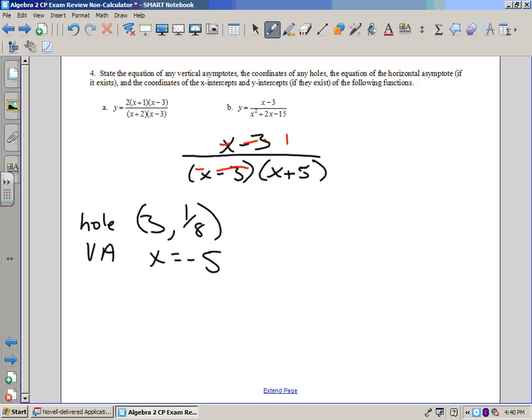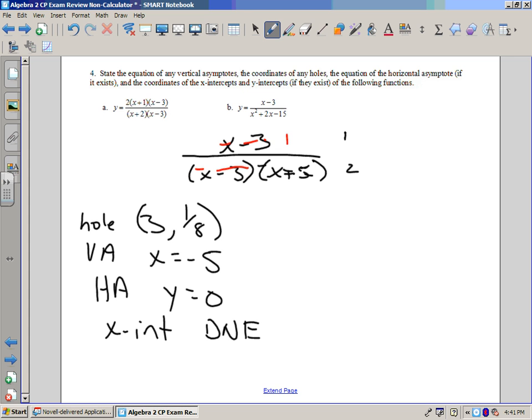Horizontal asymptote. This graph is bottom heavy. The degree of the numerator is 1. The degree of the denominator is 2. If it's bottom heavy, I have a horizontal asymptote at y equals 0. To find the x-intercept, I get rid of everything in the numerator and denominator that is going to cause me a hole, and get rid of everything else in the denominator. I'm left with absolutely nothing. I have no x-intercept. Does not exist.